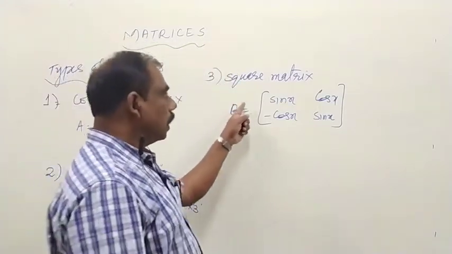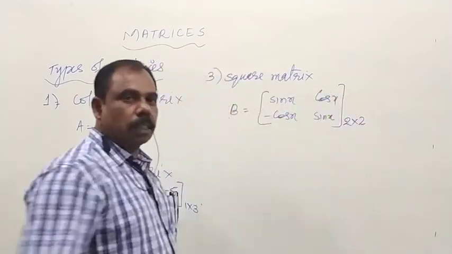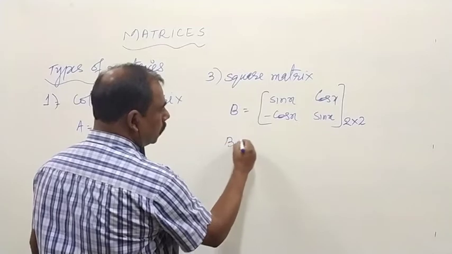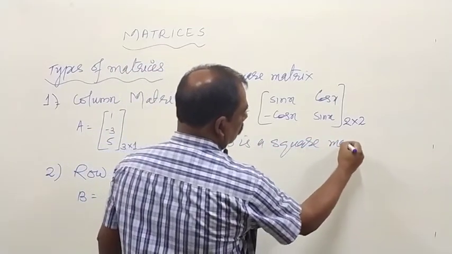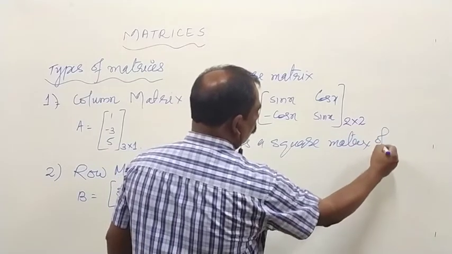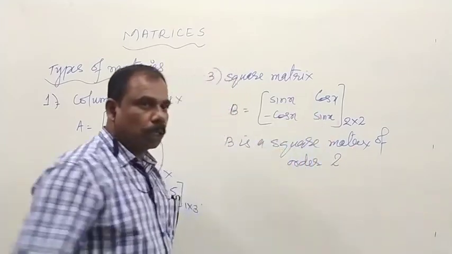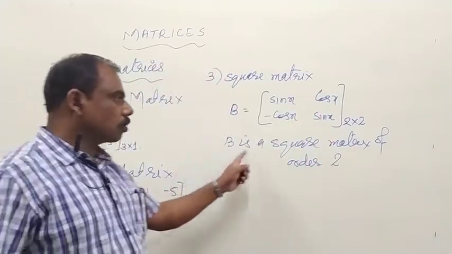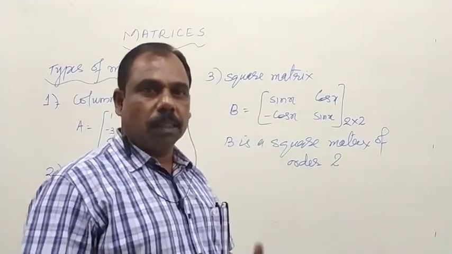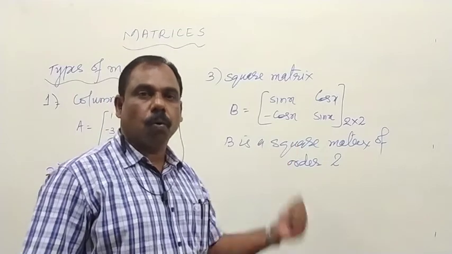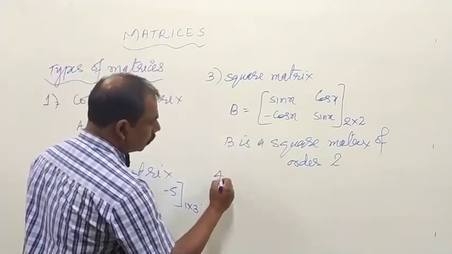So, the matrix that has got 2 rows and 2 columns, we say that it is a square matrix, and B is a square matrix of order 2. Instead of saying 2 by 2, we say that B is a square matrix of order 2. If it has got 3 rows and 3 columns, then we say that this matrix is of order 3. Now we come to the fourth one, that's a diagonal matrix.